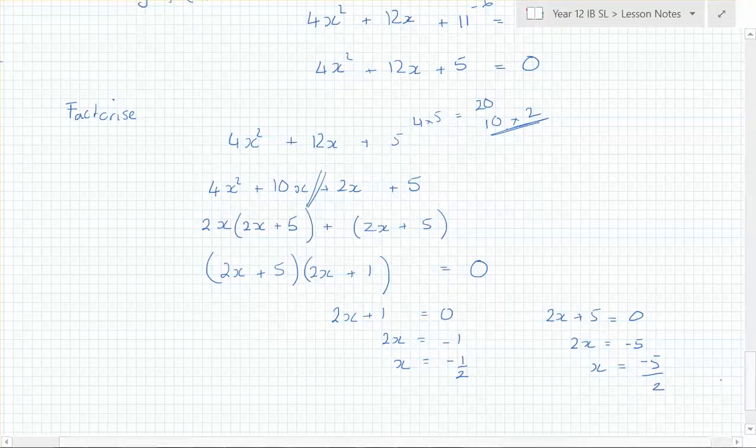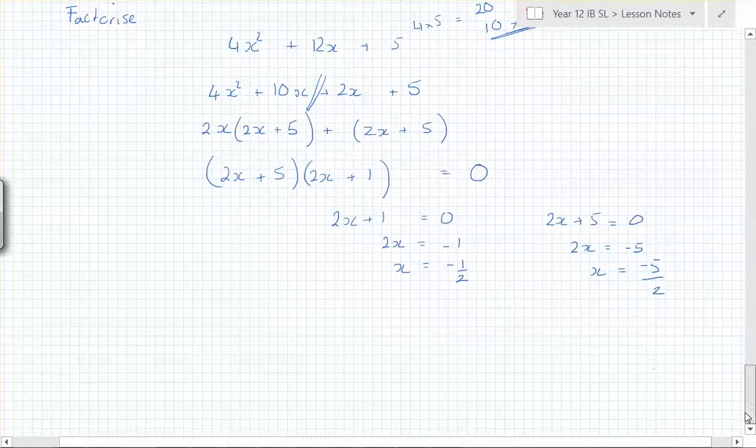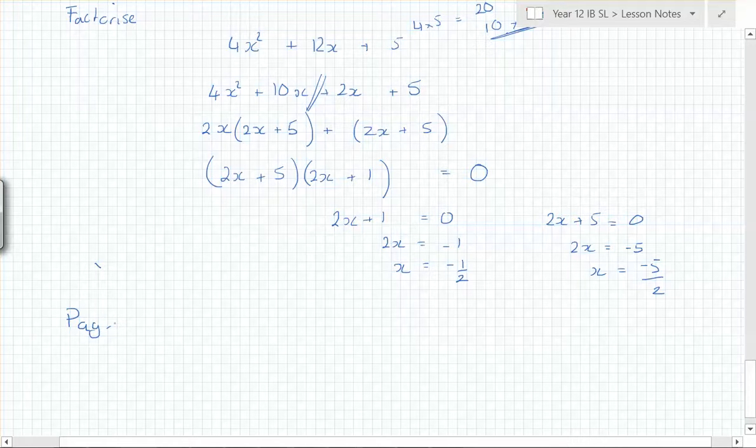Alright, so 10 minutes. I'm going to ask you to do on page 15. Where is it? Page 15. I would like you to do 1m. And then you are going to do questions 5 and 6. They're the exam style questions.